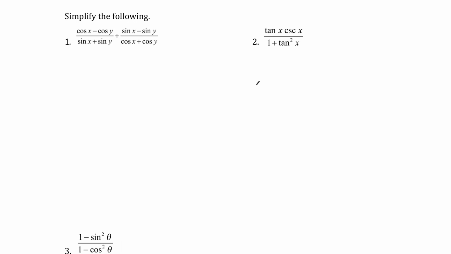So to get my common denominator, we're going to multiply each fraction by its opposing denominator, right? So we're going to say sine x plus sine y on the bottom there, and sine x plus sine y on the top. And on the other side, we're going to redo that: cosine x plus cosine y.